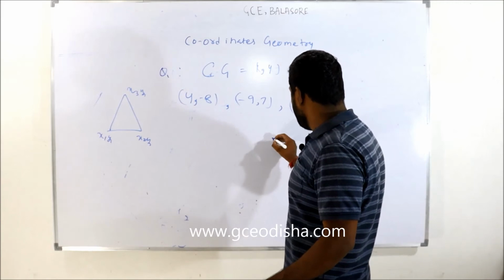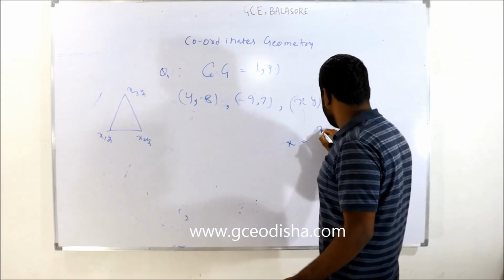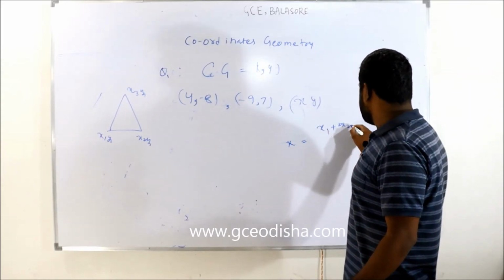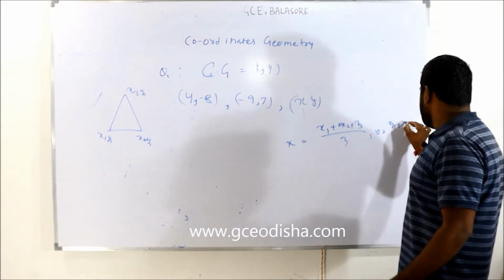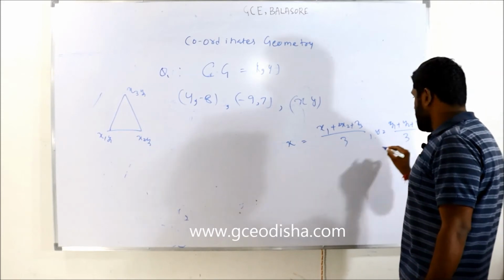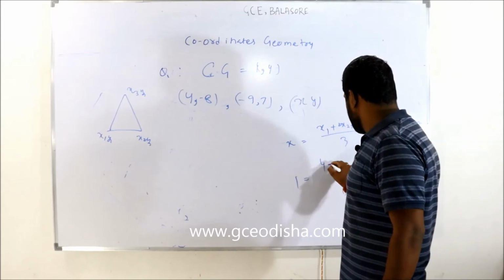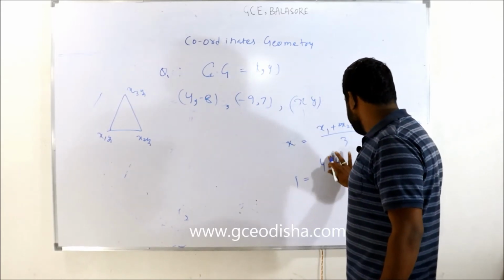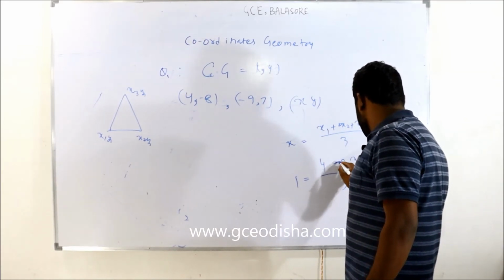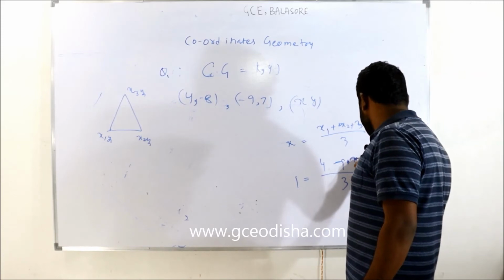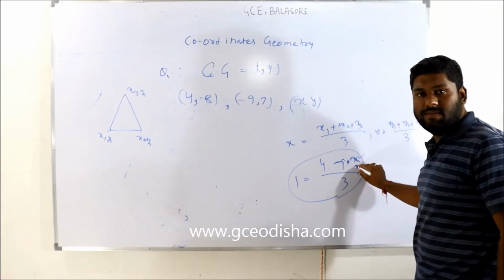Okay, as per the centroid formula, the x coordinate is equal to x1 plus x2 plus x3 divided by 3, and the y coordinate is y1 plus y2 plus y3 divided by 3. The x coordinate is 1, which is given, and x1 is 4, x2 is minus 9, and x3 is x, divided by 3. Okay, this is a single equation with one variable. Then you can find the value of x.